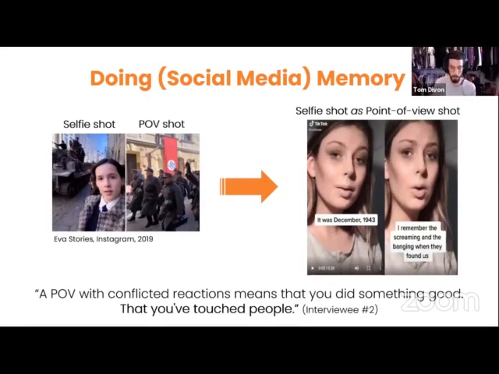The selfie aesthetic functions here as a point of view shot, which establishes the point of view for the users by positioning the performing creators as the confrontational selfie shot of a different self. The alliance with time travel narratives and other modes of temporal dissonance further emphasizes this encounter of the platform's visitor with a different self in a different time, which engages the viewers in a virtual dialogue. The controversies actually were a significant part of this dialogue and of this practice of doing memory. As one of the interviewees said, a POV with conflicted reactions means that you did something good, that you touched people.